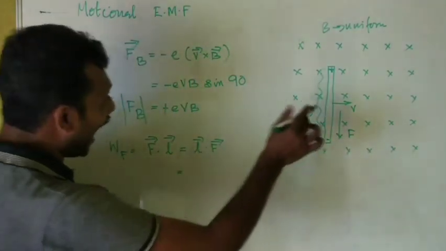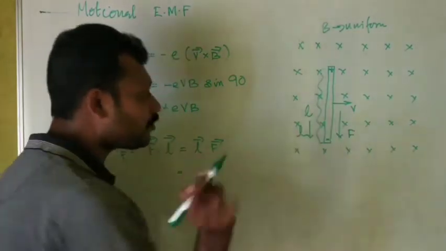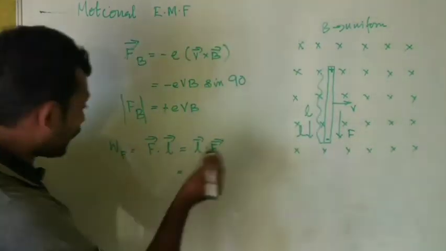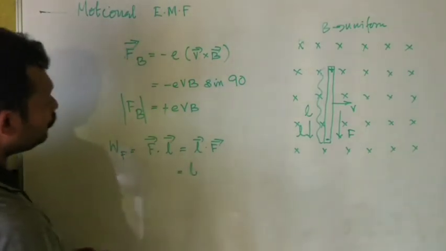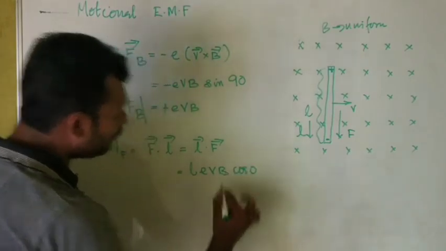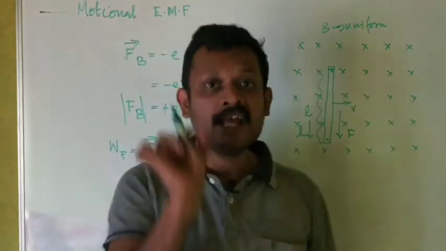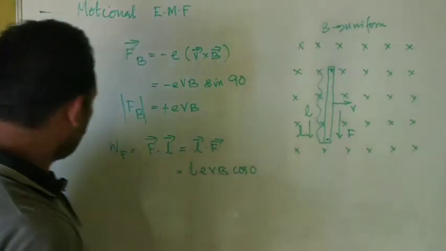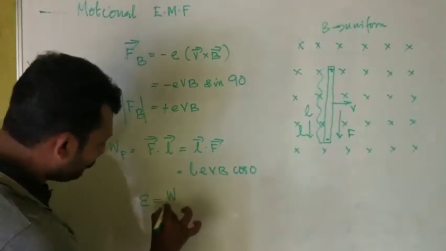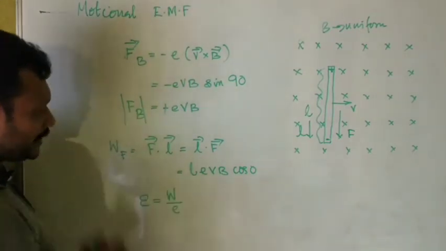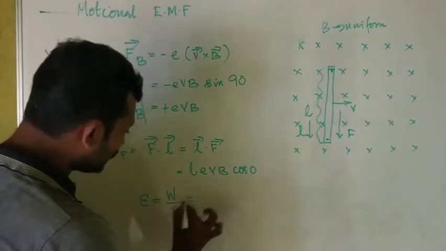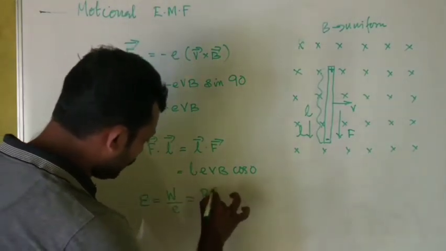So the angle between L and F is zero. The work done is equal to L times e V B cos 0, because L and F are in the same direction. Now the induced EMF is the work done per unit charge, W by e. In that case you will get the answer as B L V.